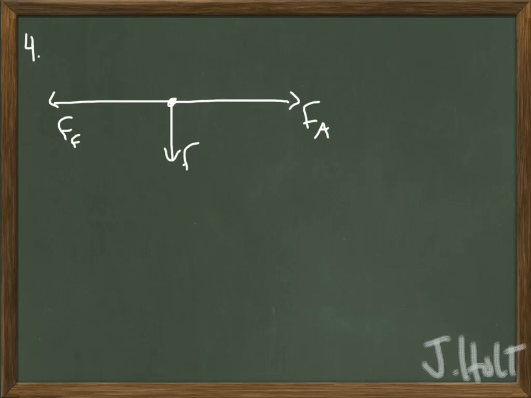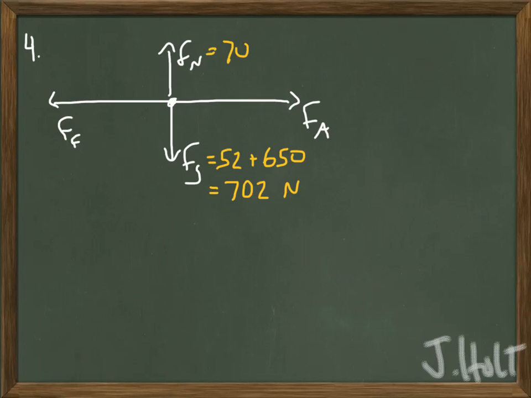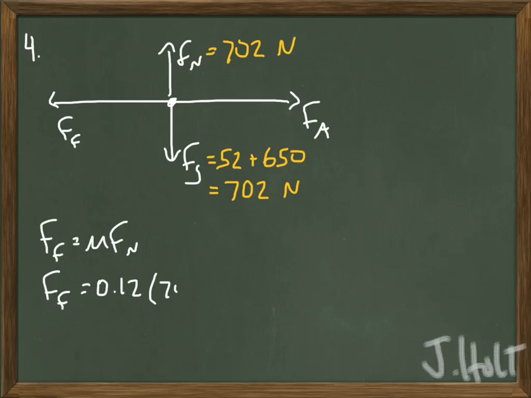In number 4, we have a similar sled, but we have a little bit of a different weight, because this time we're taking the weight of the sled and adding it to the weight of a person for a total of 702 newtons, so that's also going to be the new normal force. Let's take a look at our equation for the force of friction. We know what mu is, it's provided in the problem. We know what the normal force is, so we can find the force of friction.